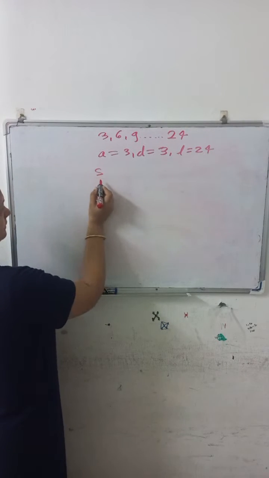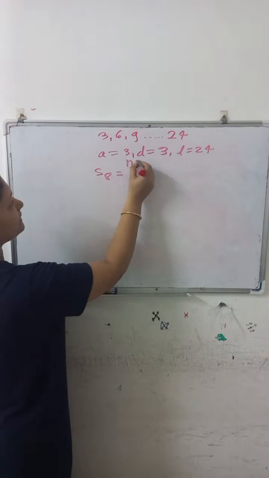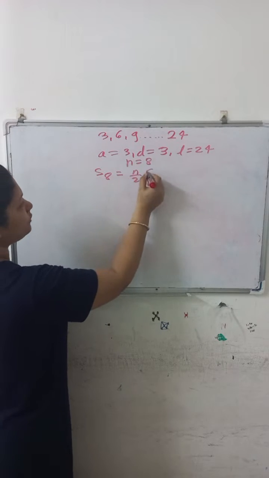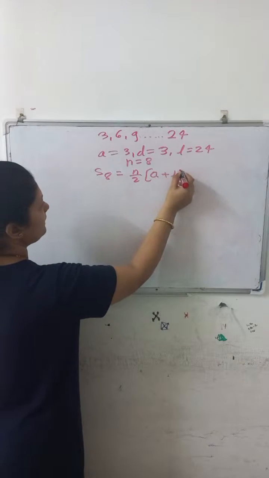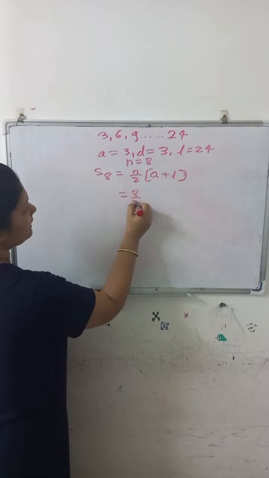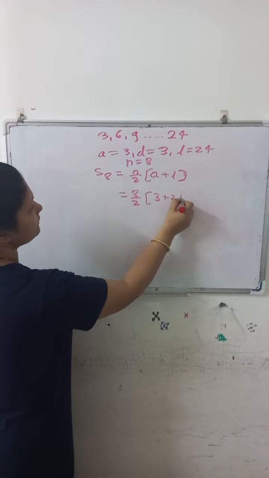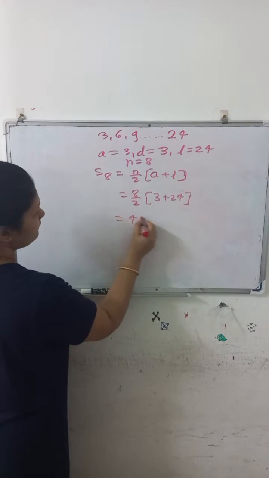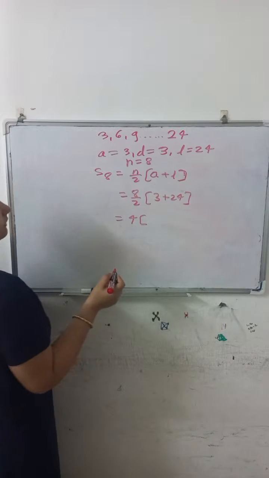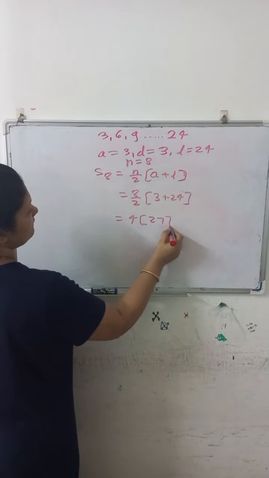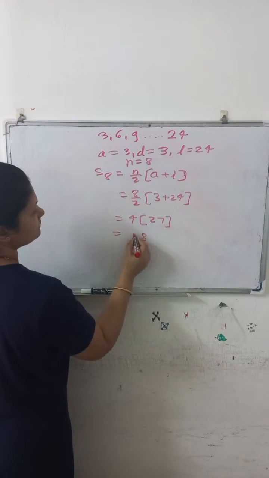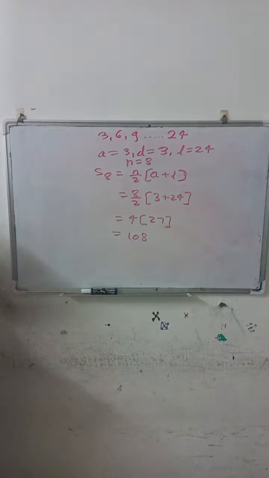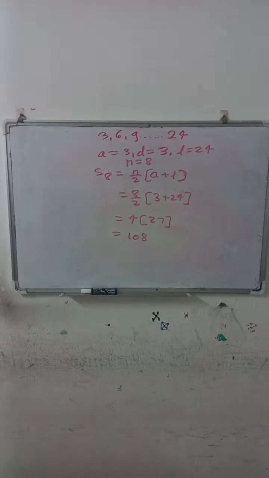So S 8, that is n is equal to 8. S n is n by 2 into (A plus L). 8 by 2, A is 3, L is 24. So 4 into 27, that is 108. Check the answer with me. Did everyone get the same answer?